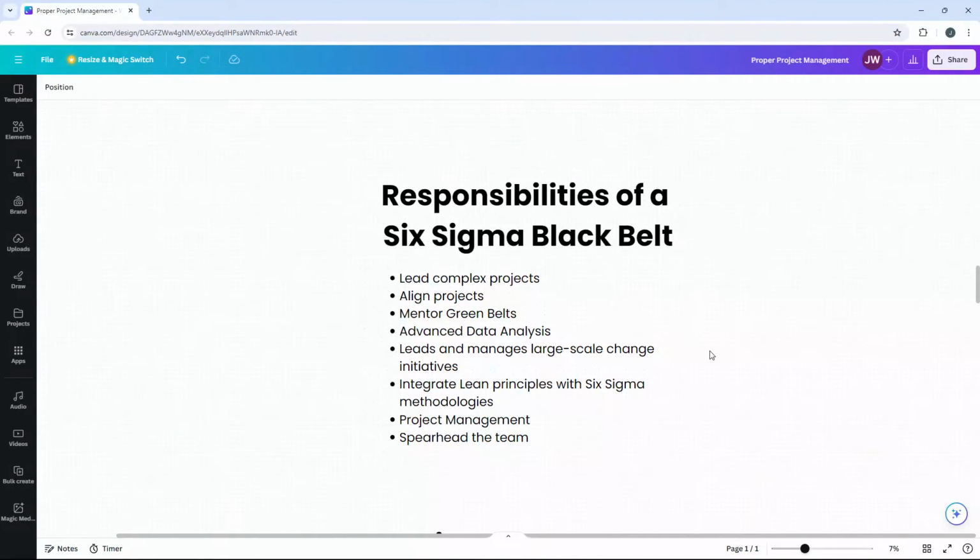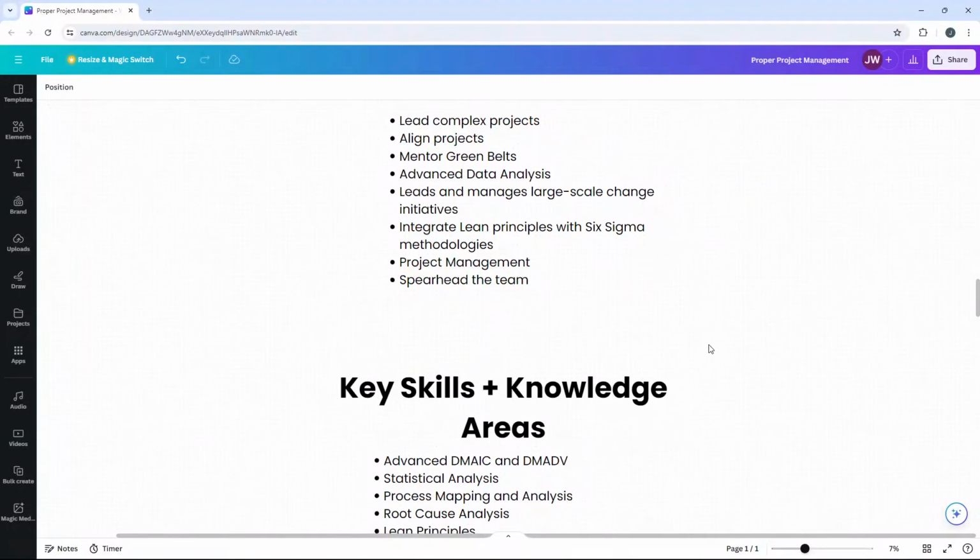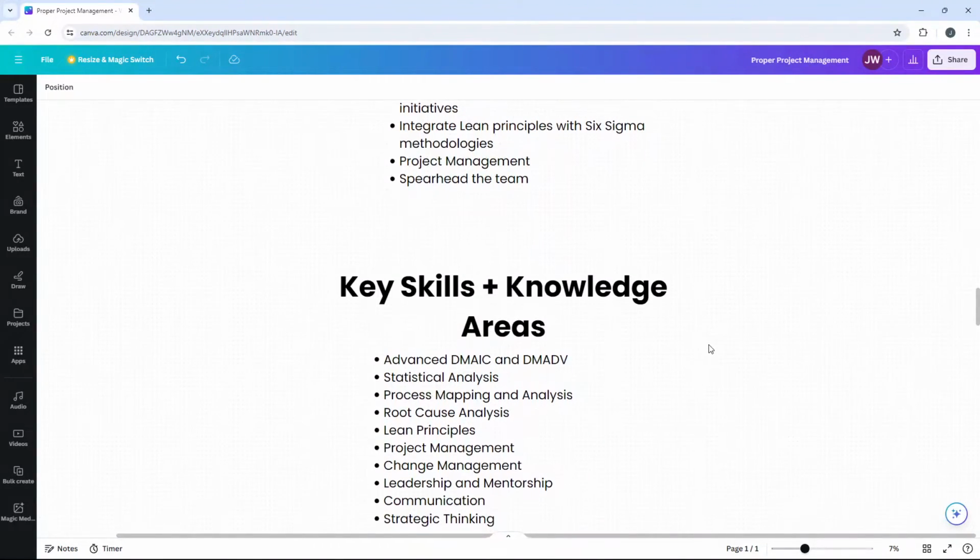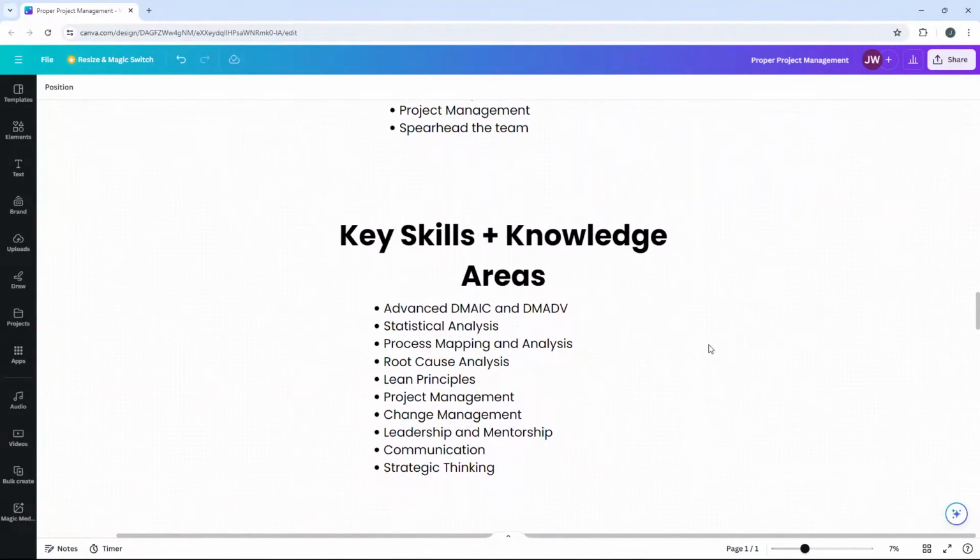So in terms of key skills and knowledge areas, there is some overlap here. But to excel as a Six Sigma black belt, one must possess a range of advanced skills. The main ones are an advanced understanding of DMAIC and DMADV. Now, these are acronyms.